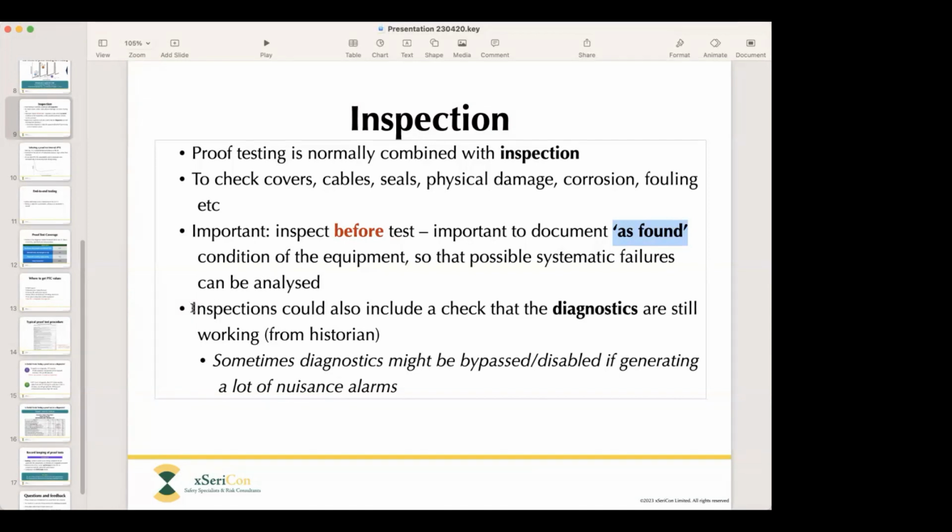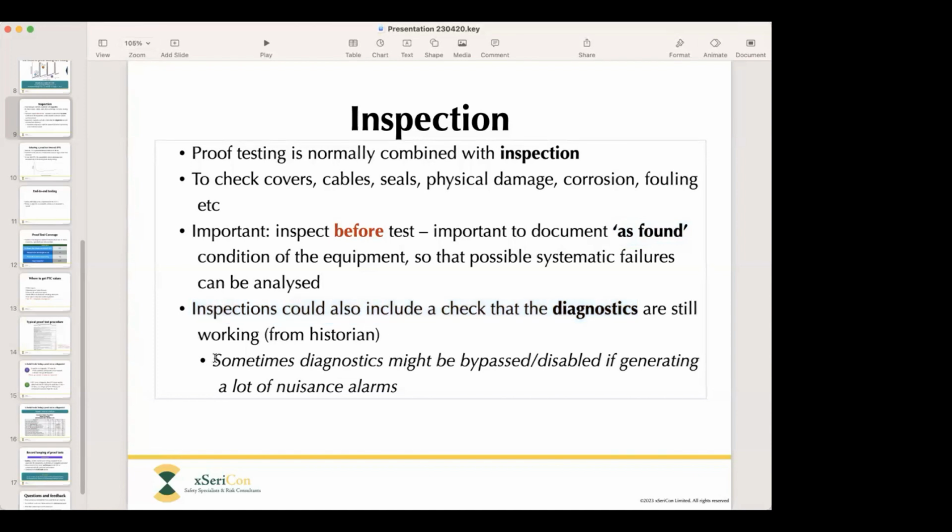Another thing that can be done, probably should be done, is to confirm that the diagnostics are working during the inspection. One way that could be done is to look at the historian and see whether the diagnostic is actually generating automatic reports saying that the diagnostics were running, that they did their tests and they found no faults. Or some kind of indicator. We should be looking for some kind of indicator that diagnostics are actually running as designed.